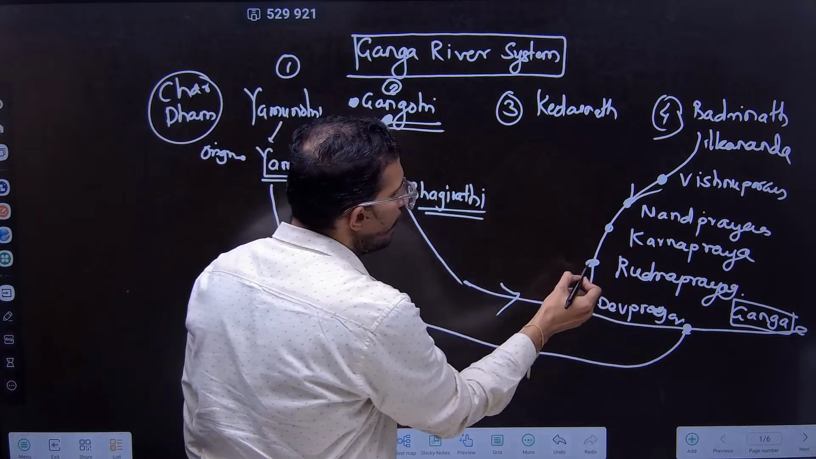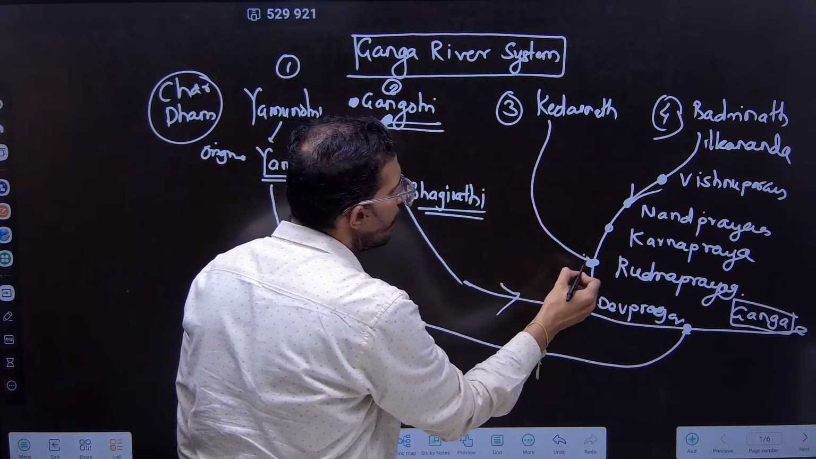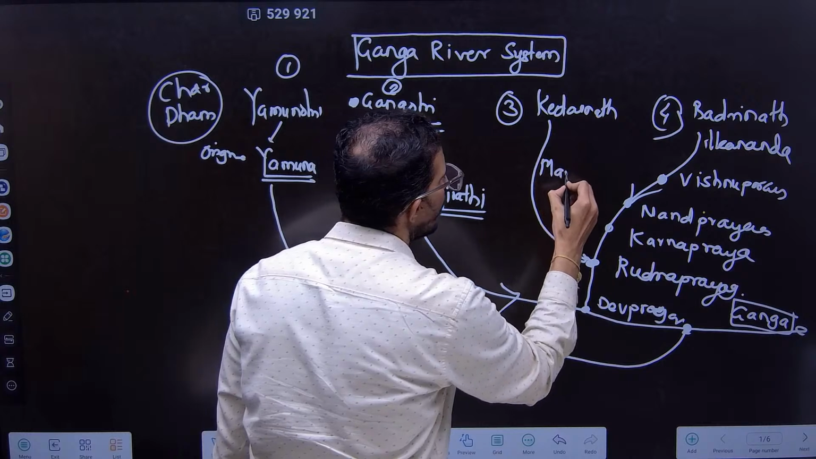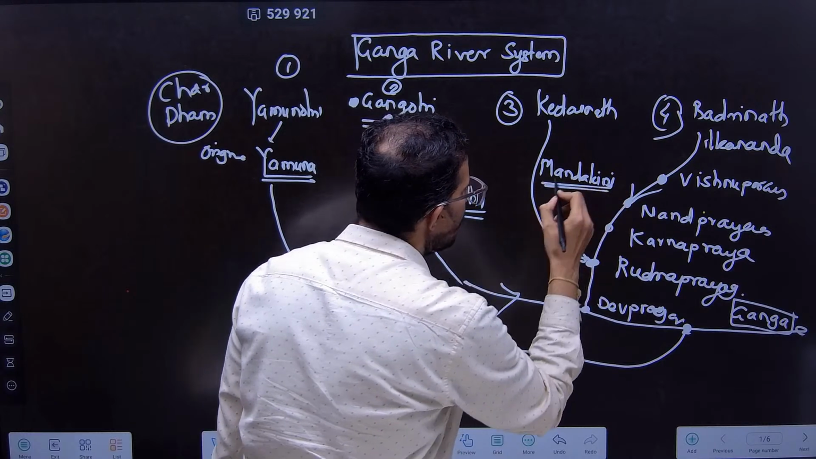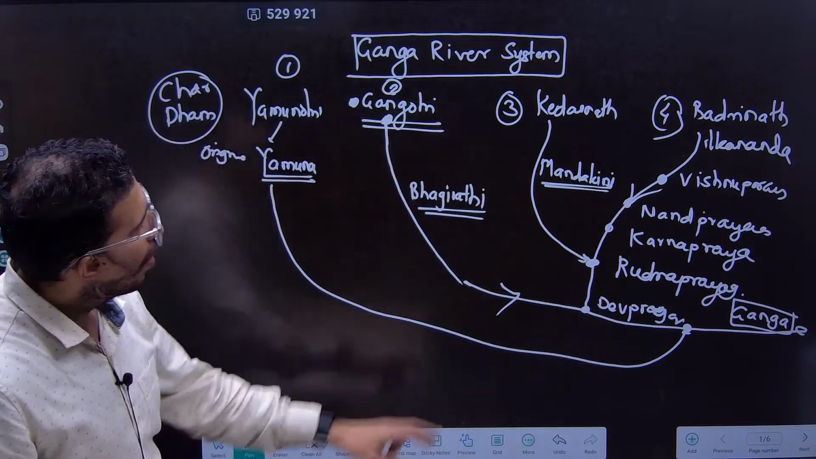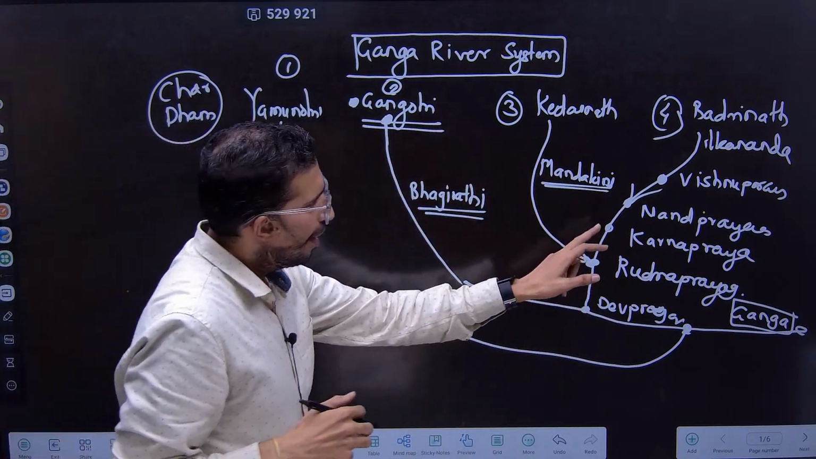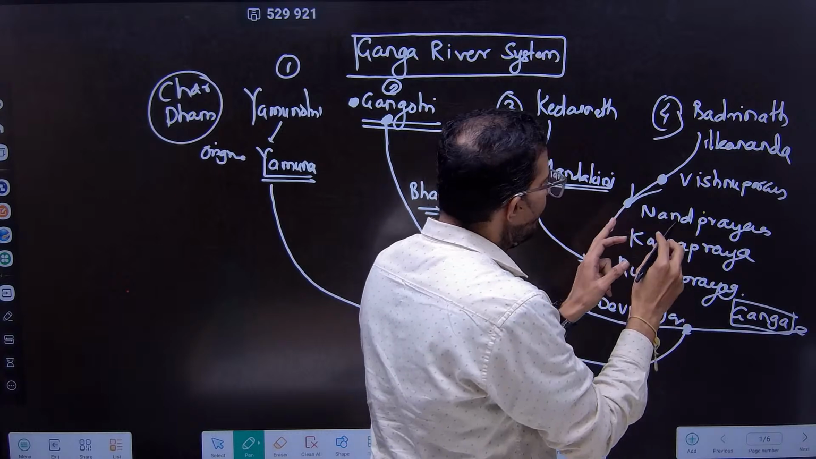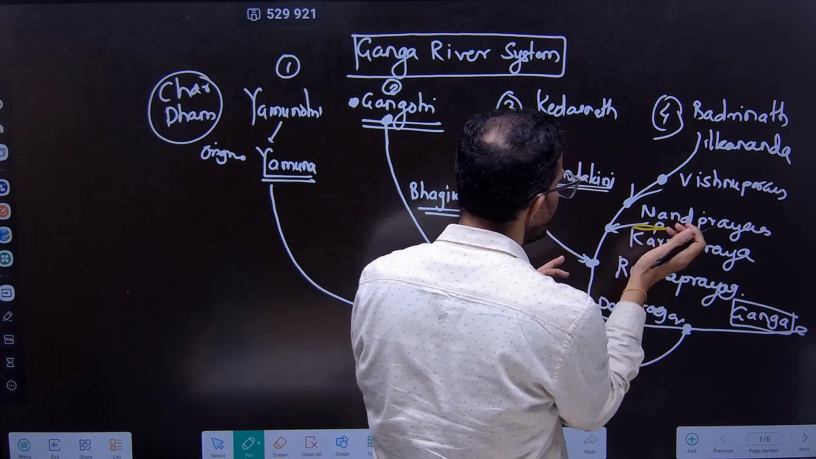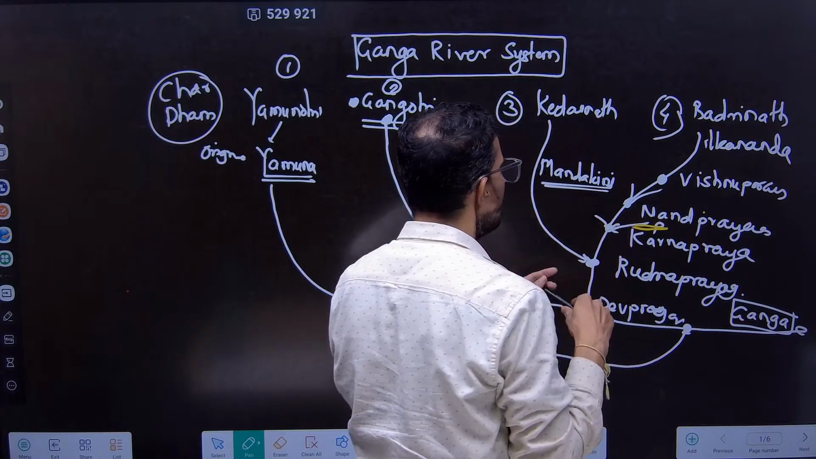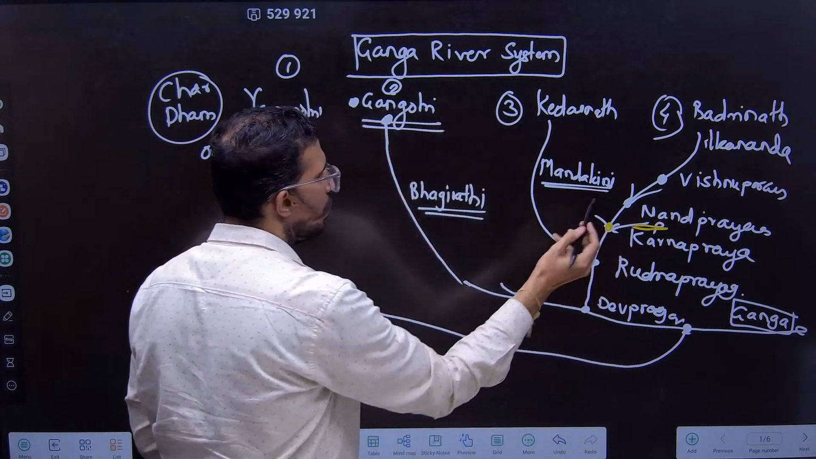Rudra Prayag, at the Rudra Prayag, the Mandakini river merges. Mandakini originates from the Kedarnath. At the Karna Prayag, the Pindari river merges. Pindari river, write down over here.